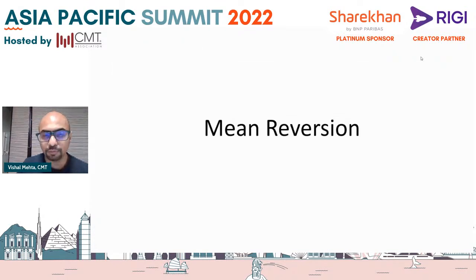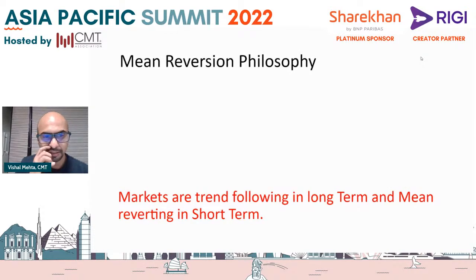So with this, I'm going to move to another way that I trade, called mean reversion. Now a lot of people have this concept of what mean reversion is. So this is my philosophy. Markets are trend following in the long term, but mean reverting in the short term.